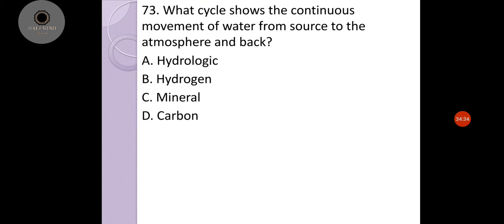Okay? 73. What cycle shows the continuous movement of water from source to the atmosphere and back? So movement of water continuous, it's a cycle, so it's hydrologic. Hydro meaning water. Hydrologic cycle.